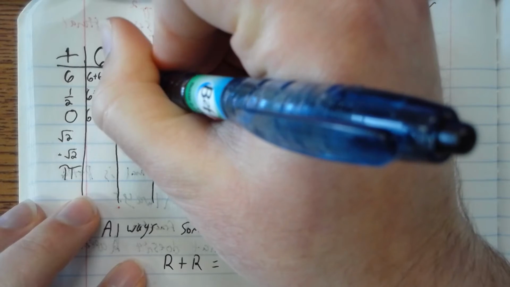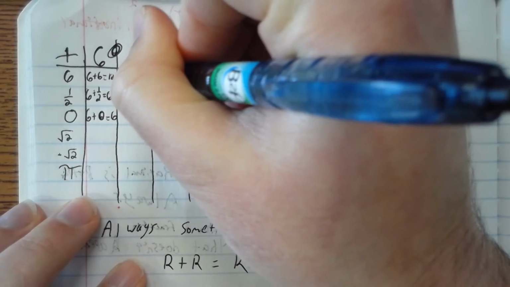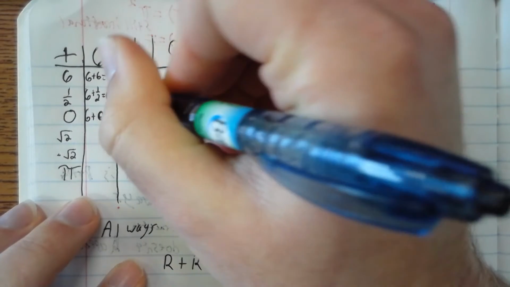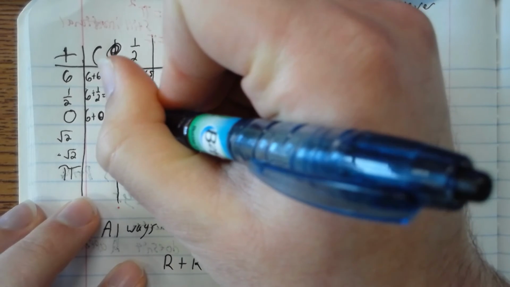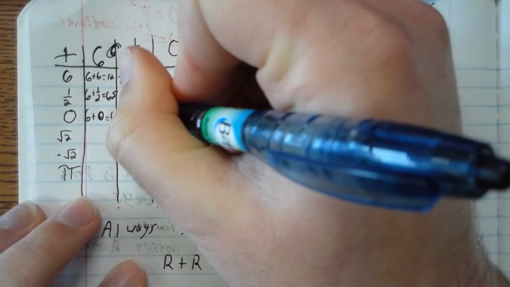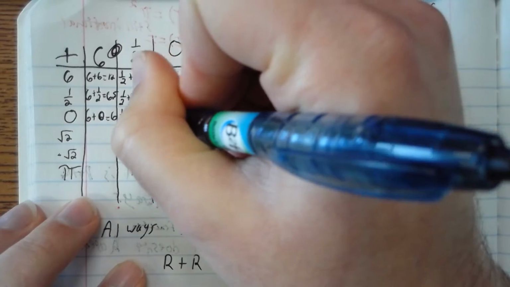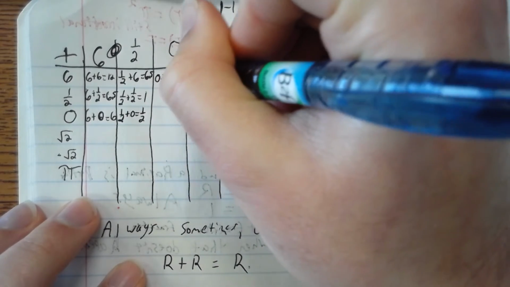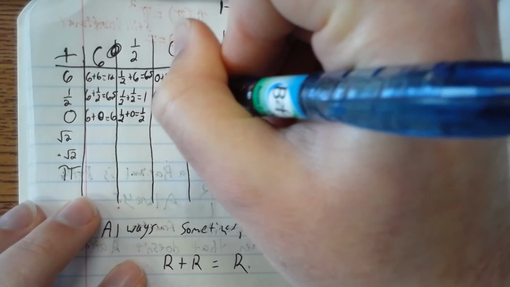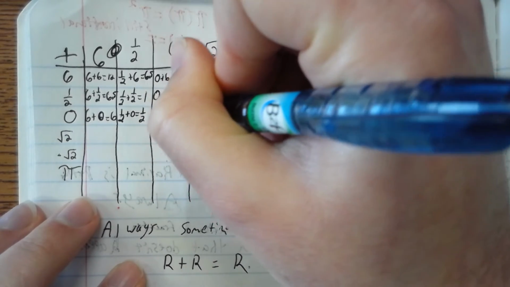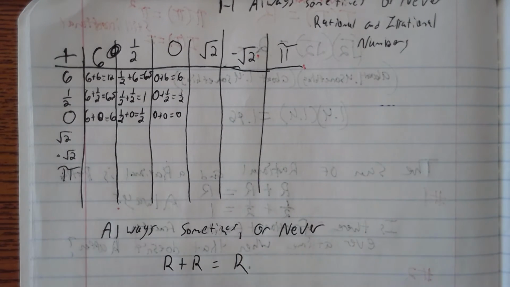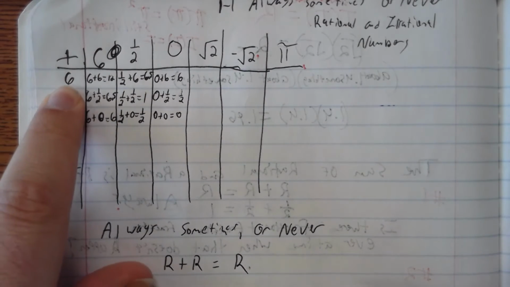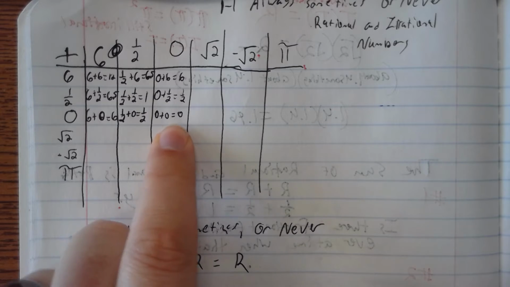pretty straightforward. We can do the same thing with 1/2, right? 1/2 plus 6 to get 6.5. 6.5 is another way to write that. 1/2 plus 1/2 equals 1. And 1/2 plus 0 is equal to 1/2. Same thing with 0. 0 plus 6 is 6. 0 plus 1/2 is 1/2. And 0 plus 0 is 0. Those are pretty straightforward. We know how those work. And all of those were examples of a rational number plus a rational number to get a rational result.